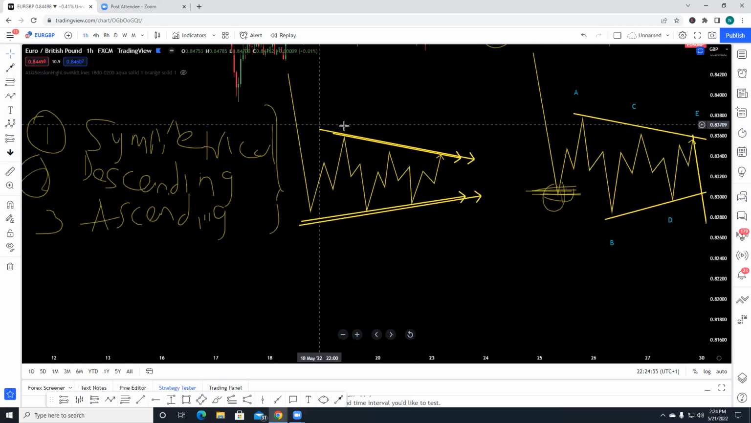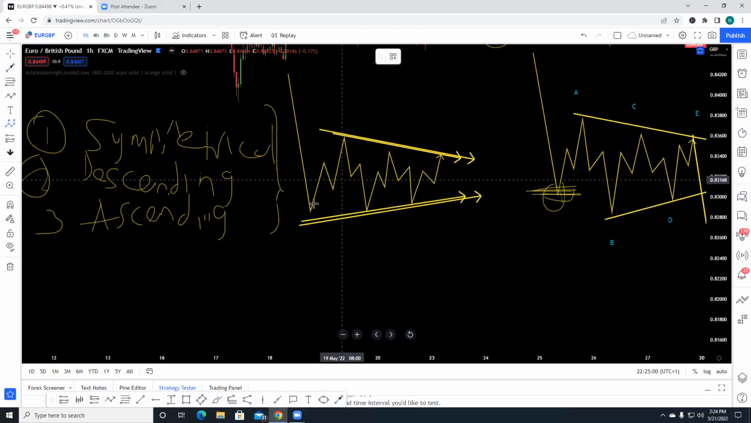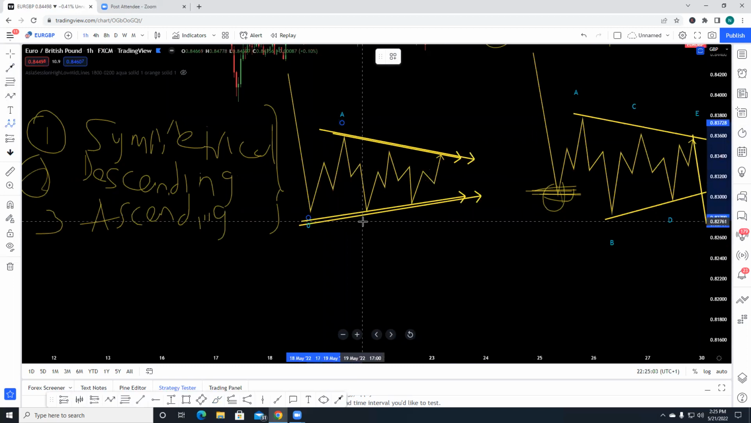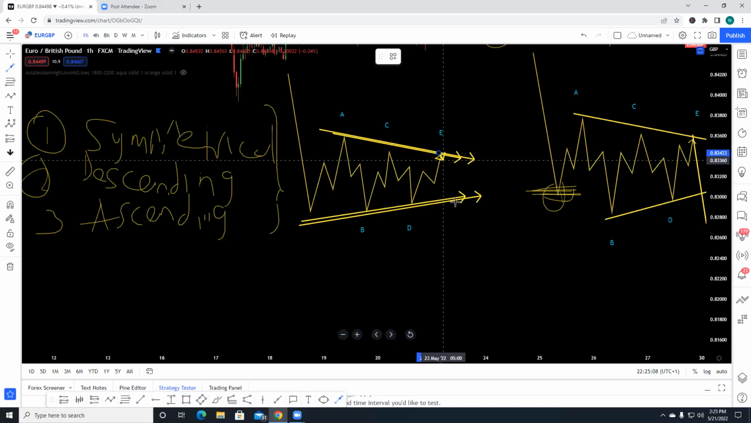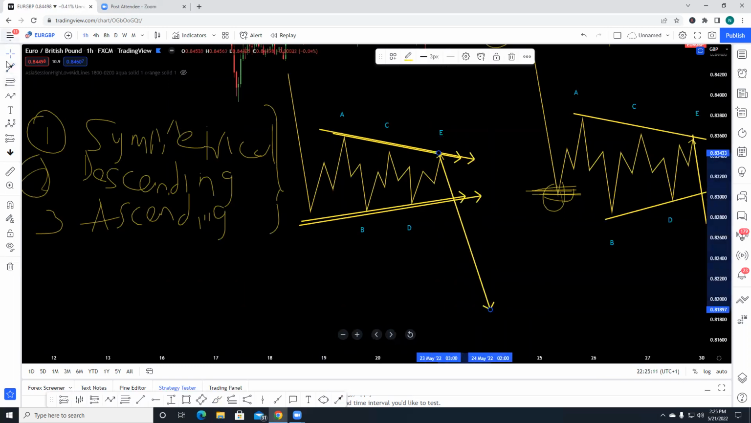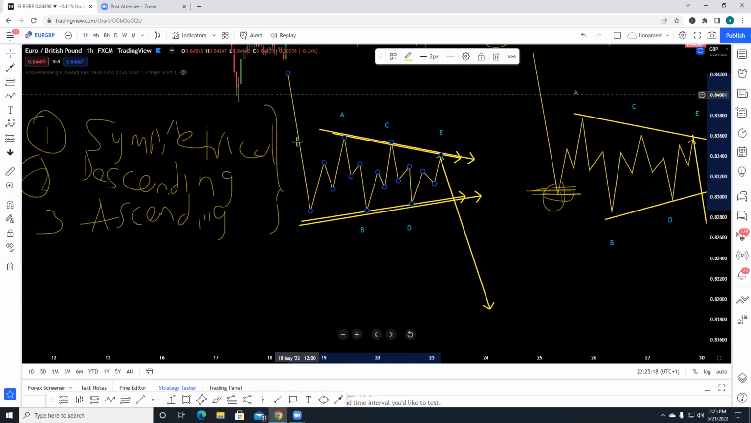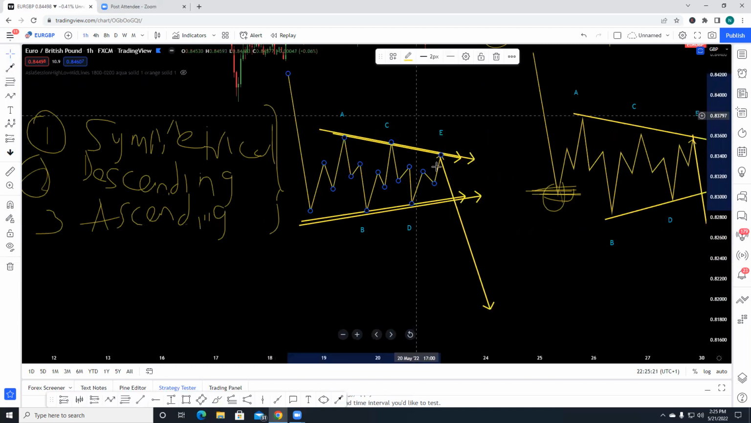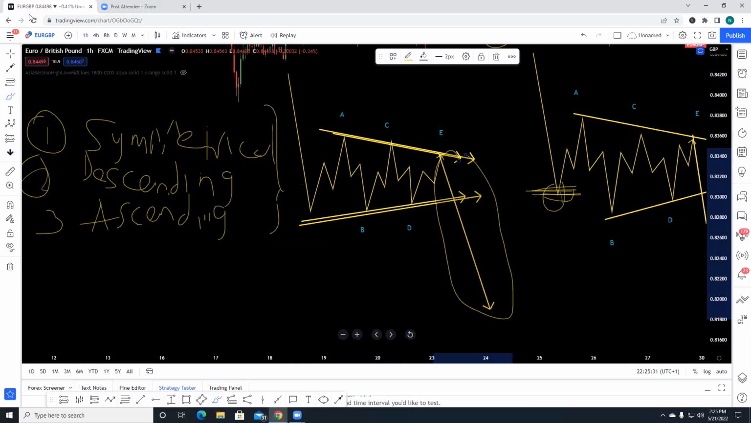This one was slanting down, and this one is slanting up at equal proportion. And the labeling is A, B, C, D, E, and then another leg to the downside. A corrective structure is a pattern that joins two impulses together. So after you have the first impulse, you have a corrective structure, then you must have the next impulse. This is your trade, guys, after the formation of the triangle. Let me show you real quick.